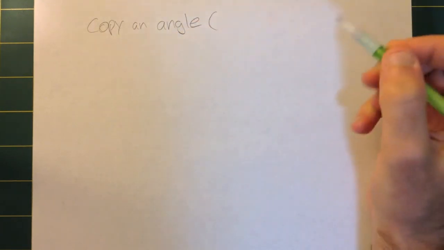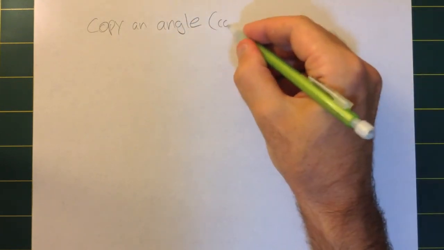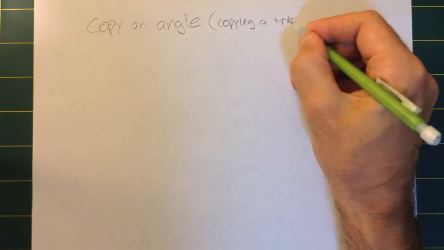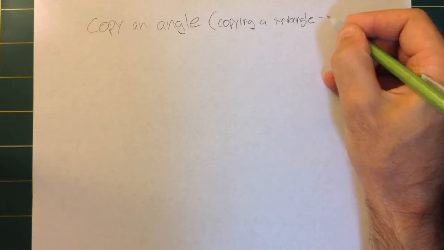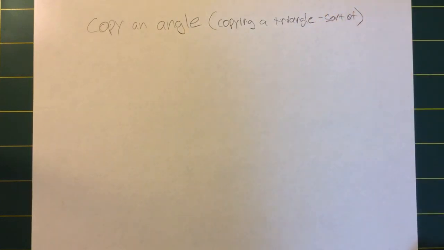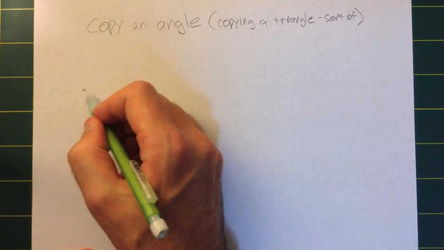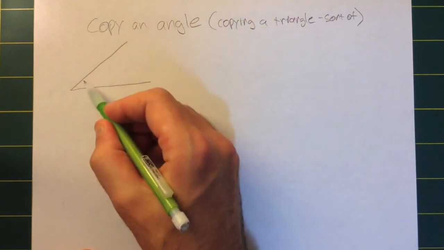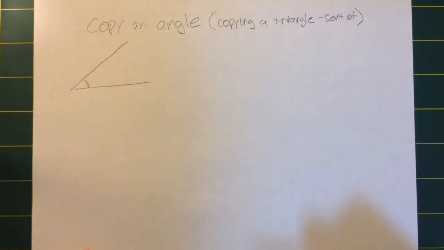And copying an angle is exactly the same as copying a triangle. Sort of. It's actually a little easier, but I think it's good to think about it as being similar to doing the triangle copy. So here's what this looks like. You start out with some angle. Here's the angle. I want to make a copy of this angle.